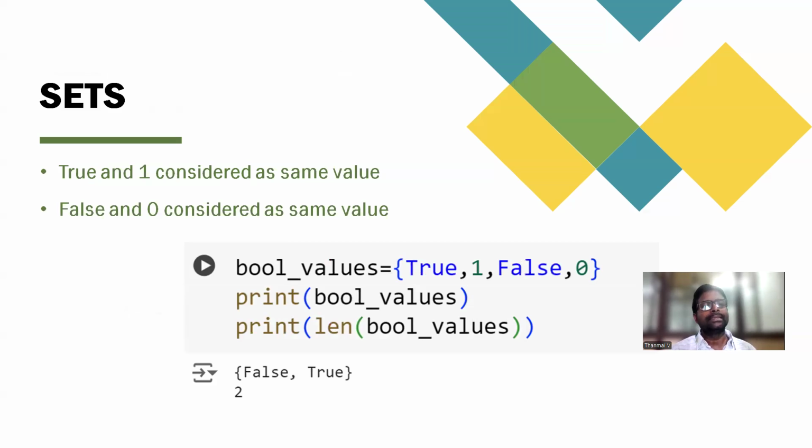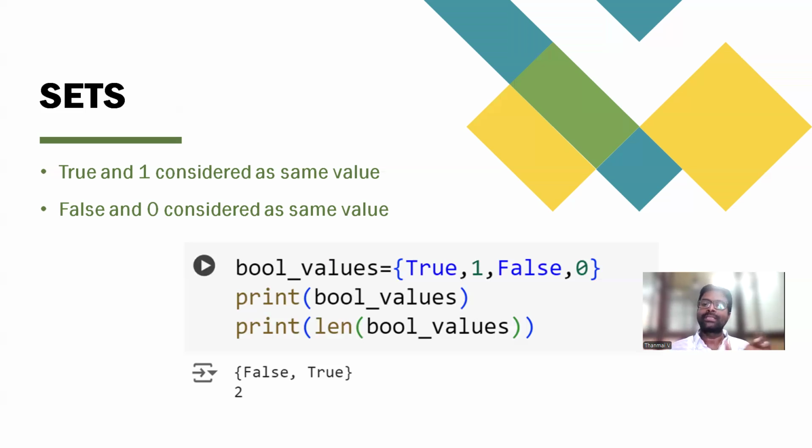Coming to the next one, Boolean values. True or false are called Boolean values. They are also represented with 1 and 0. If you write true and 1, the set will consider these values as duplicates, because true is nothing but a 1, and false is nothing but a 0. If you keep true and 1 as elements of a set, it will take only one, not both, because it will not accept duplicate values, and true and 1 are considered duplicates.